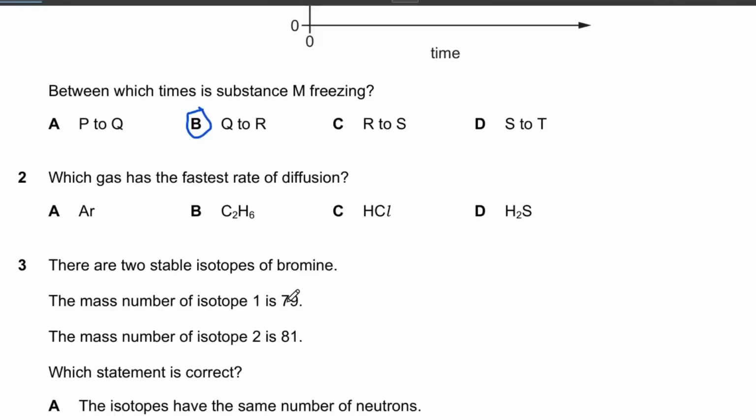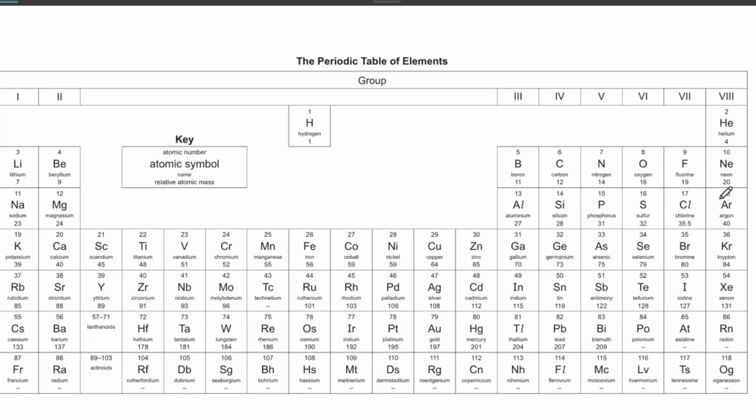Question 2. Which gas has the fastest rate of diffusion? In order to know the gas that has the fastest rate of diffusion, we need to calculate their relative formula mass or relative molecular mass. The gas with the lowest relative formula mass will diffuse the fastest. The relative formula mass of argon is the relative atomic mass of argon. So we check our periodic table. This is argon. Relative atomic mass is 40.